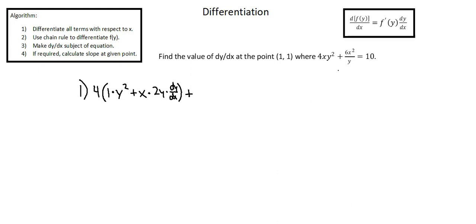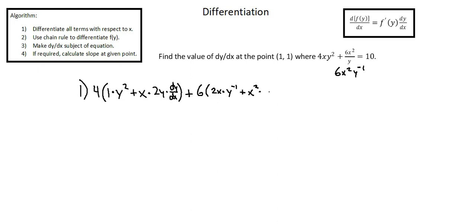I could use the quotient rule, but I'm going to change this so that I can use the product rule. This is the same as 6x squared times y to the power of negative 1. Our multiple is 6. Again, we're using the product rule. We're multiplying two functions, x squared times y to the power of negative 1. I'll start with the derivative of x squared, which is 2x, times the original second function, y to the power of negative 1, plus the original first function, x squared, times the derivative of the second function.